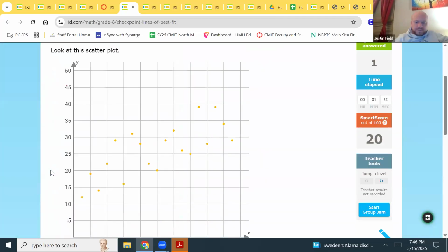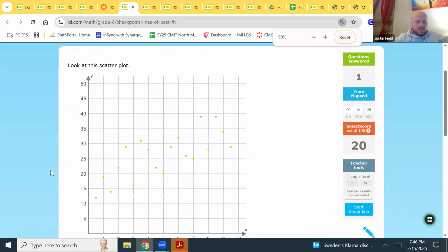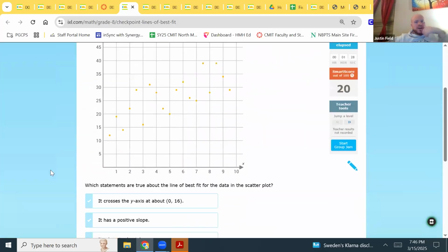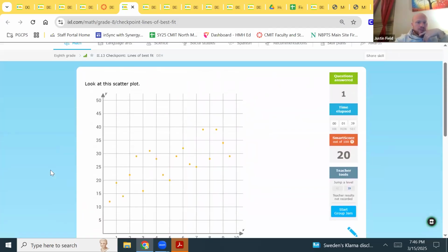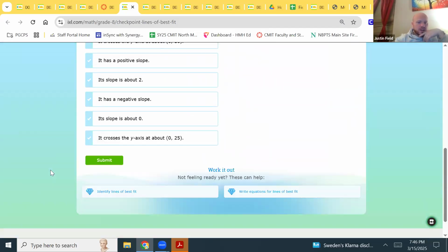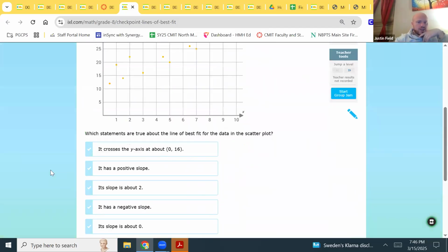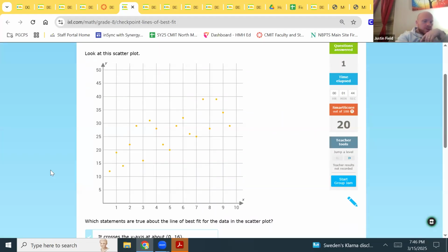Look at this scatter plot. Which statements are true about the line of best fit for the data in the scatter plot? So, can we draw a scatter plot? I can't draw it on the screen, but I wish that you could draw it. So maybe the scatter plot could be like this.